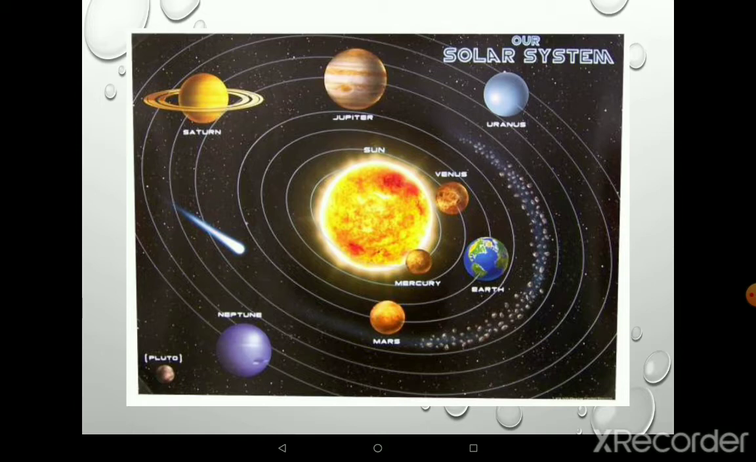The farther a planet is from the sun, the longer it will take to revolve around it. You can see in the picture, Mercury is the closest planet to the sun and takes 88 days to revolve around the sun.